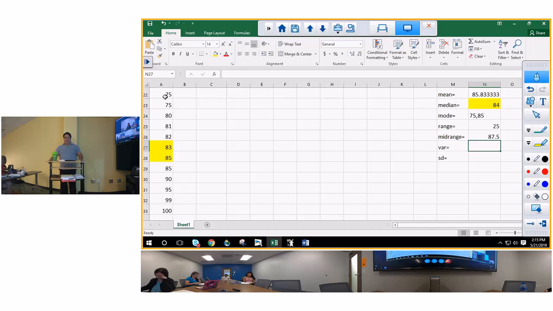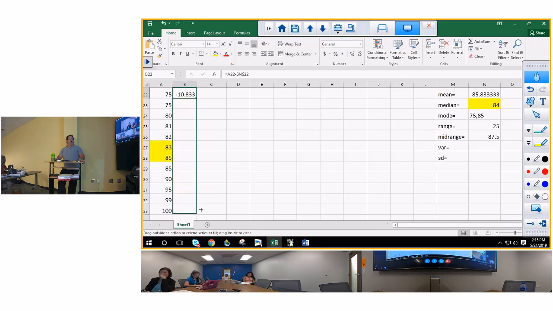And I'll let y'all go ahead of me. So X minus X bar, F4 for those that are using Excel. That locks that so you don't copy it down wrong. And there's all my X minus X bars.